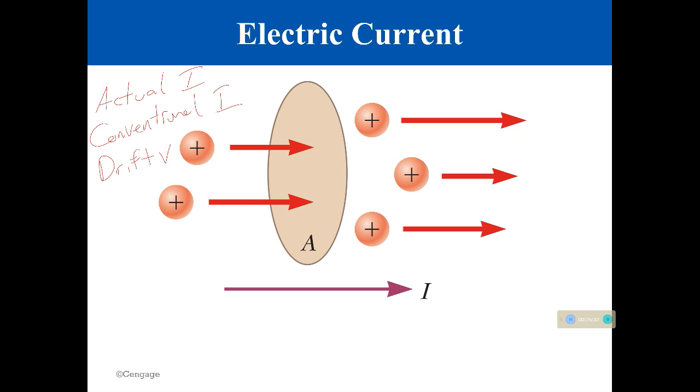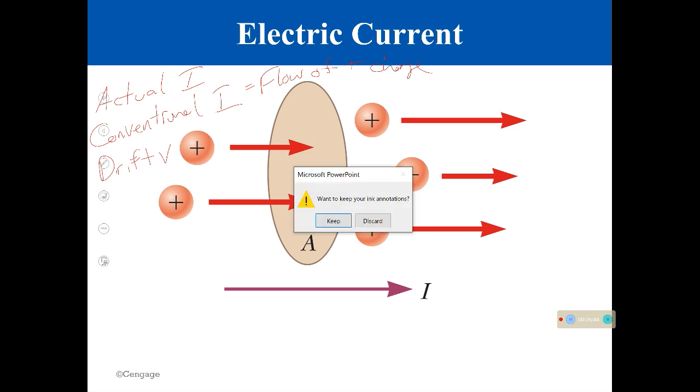Conventional current, though, is the one that we're going to use, and the one that all of science uses, and the one that all the world uses, and that is the flow of positive charge. As you're seeing on the screen right now, we have a bunch of positives going.